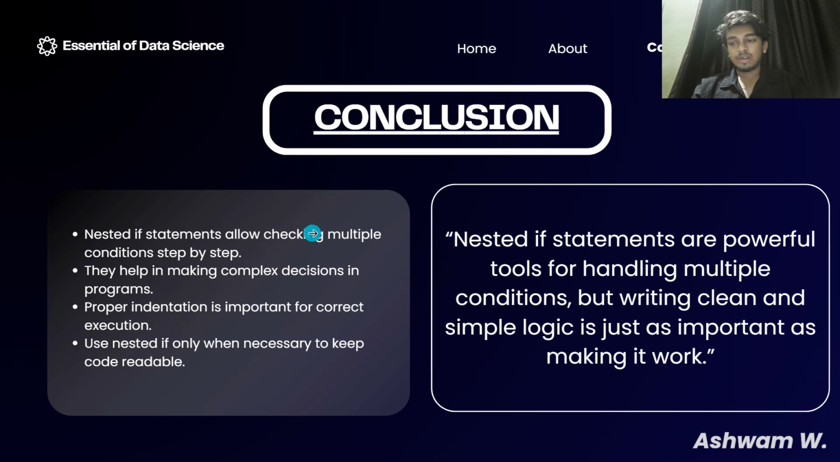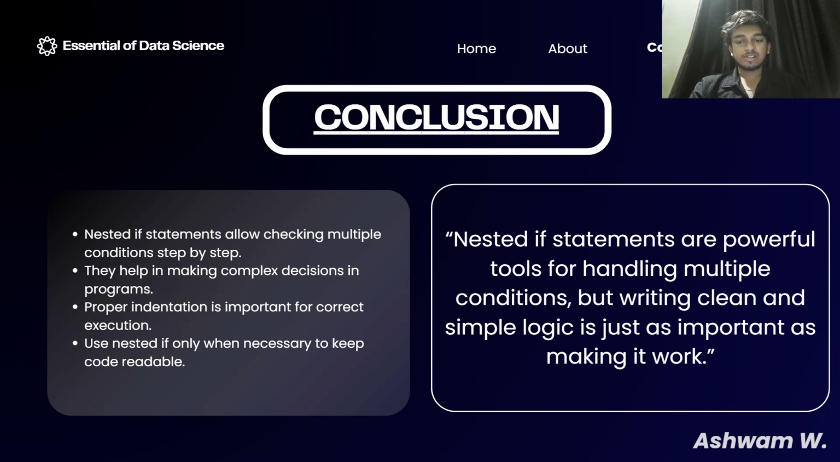So to wrap things up, while nested ifs are incredibly powerful for making complex decisions, they come with a handle with care tag. Indentation is everything. In Python, your code won't run correctly or at all if your tabs and spaces aren't perfectly aligned. Keep it readable. Just because you can nest 5 if statements doesn't mean you should.